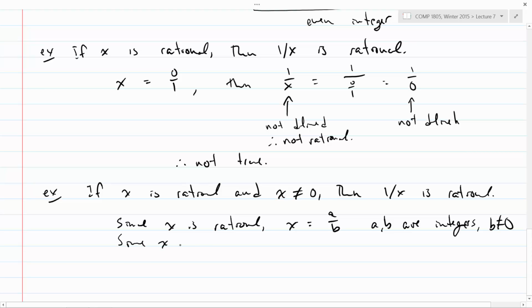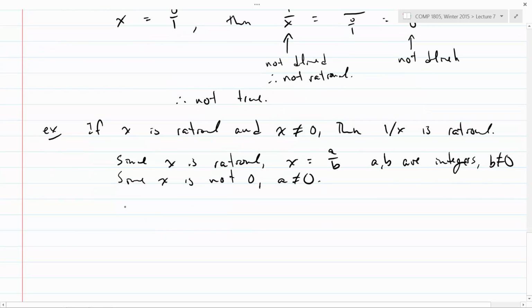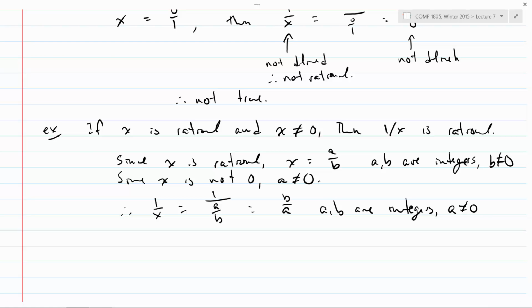And since x is not 0, what do I know about a? A is also not 0. Now, 1 over x is equal to 1 over a over b, which is equal to b over a. And I know that a is not 0. So a and b are integers, and a is not 0. And I also know that b isn't 0, but that doesn't matter, right? The only thing that matters is the denominator is not 0, and it's not, right? Because a is not 0.